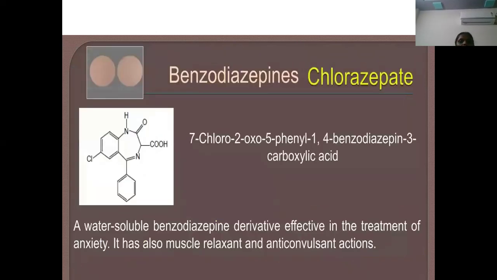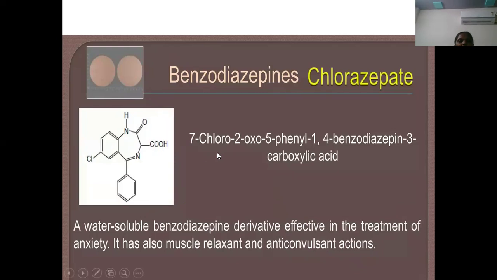Next, coming to clorazepate. This is another drug, and this is the structure of clorazepate. In the clorazepate structure also, benzodiazepine is the basic nucleus. At the fifth position a phenyl ring is present. At the seventh position Cl is present. At the second position a C double bond O group, which is a carbonyl group, is present. At the third position a COOH group is present. So this is the structure of clorazepate.